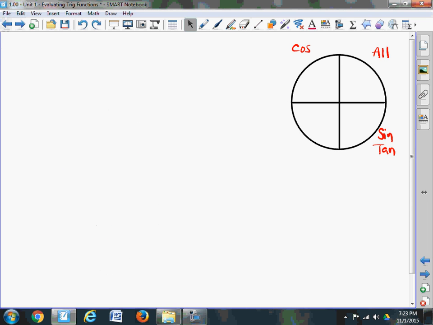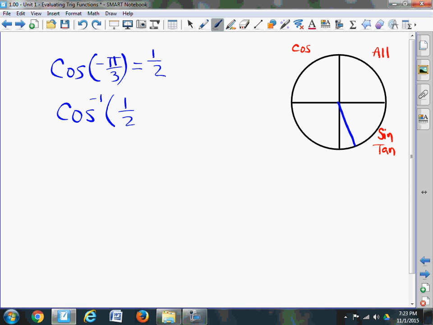All right, so let's look at negative pi over 3. The cosine of negative pi over 3. Now remember, negative is going the opposite direction, so that's going to be a fourth quadrant angle. Negative pi over 3 is about here. Cosine of negative pi over 3 is a positive number. It equals a positive 1/2. So if I do the inverse of 1/2, I'm actually going to get a positive pi over 3.